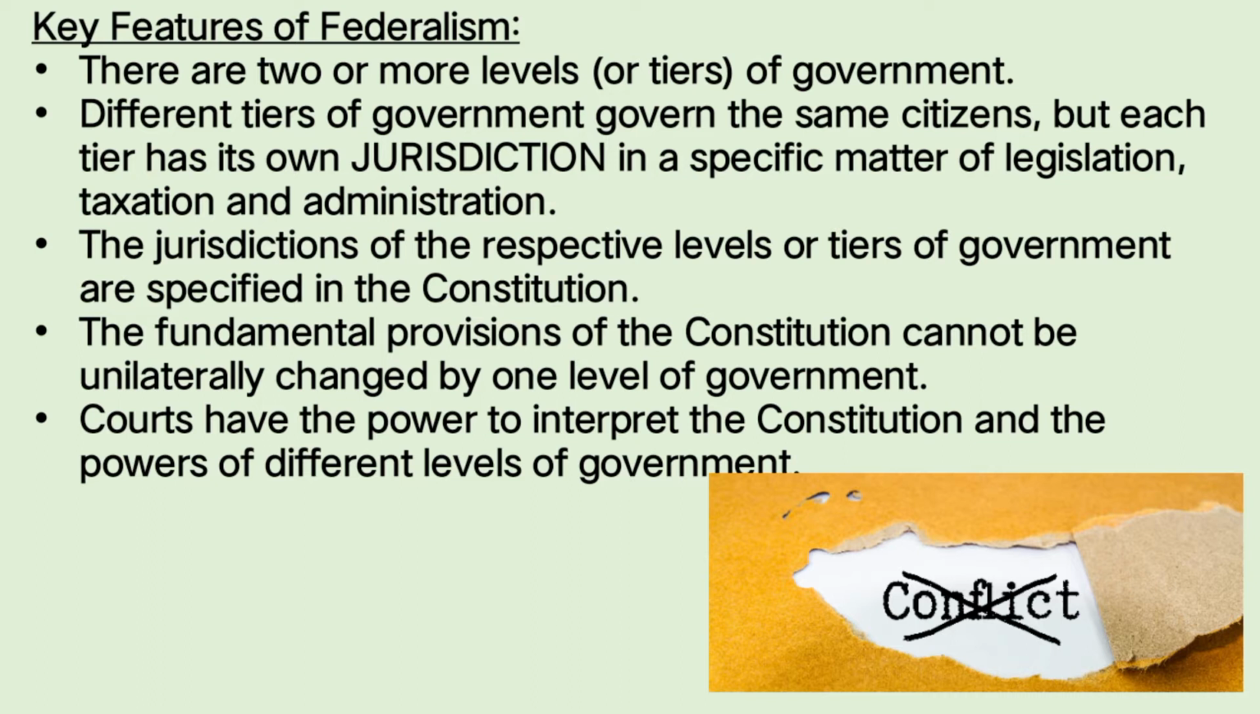The key features of federalism are that there are two or more levels or tiers of government. Different tiers of government govern the same citizens. They all belong to India, for example. But each tier has its own jurisdiction. Jurisdiction is limitation of authority, limitation of power. The limit is specified, the authority is specified, the power is specified.